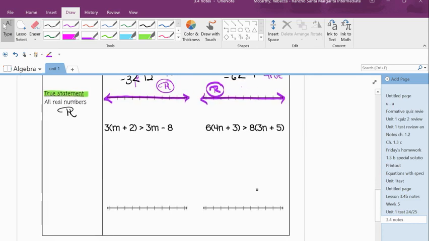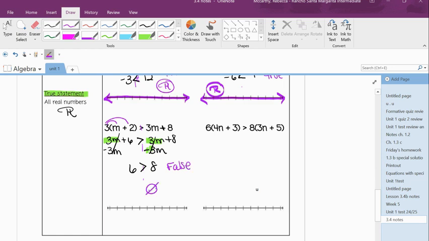Okay, next item. There is a typo, so would you please make sure that says plus? And I'm going to distribute my 3. I get 3m plus 6, and on the other side of the inequality I get 3m plus 8. I recognize that these are the same, so I'm going to subtract 3m from both sides. They go away, and I'm left with 6 is greater than 8, which is a false statement. So that means there are no solutions.